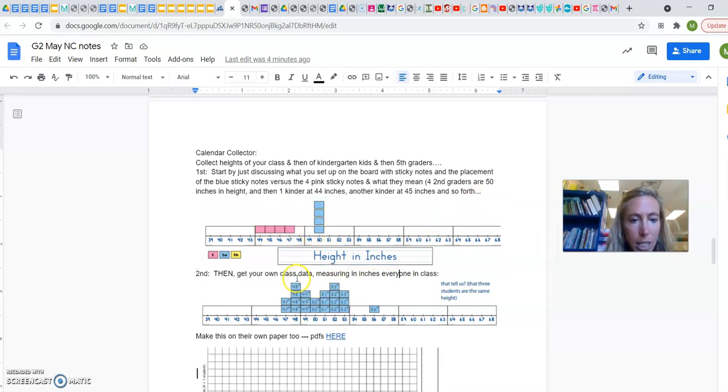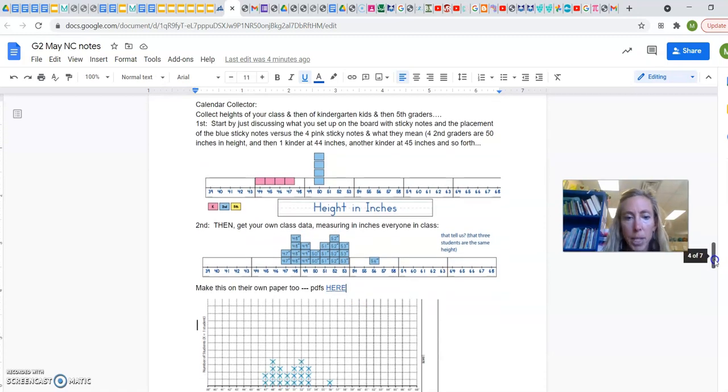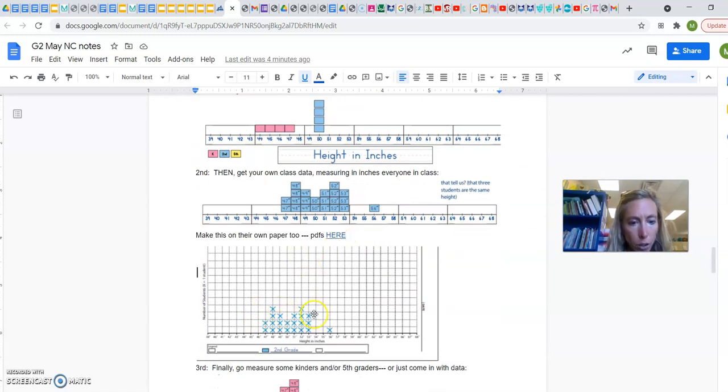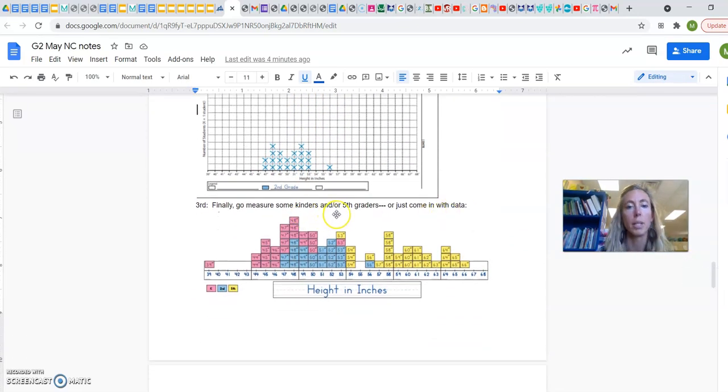Then second, you'd get your own class data. So we'd all measure ourselves in inches using that tape measure and get all of our numbers on sticky notes and put them up on our graph, on our line plot. And they can make this on paper also, as seen here. And then third, finally, we'd go out and measure some kindergartners. So Bridges actually has you going to a kindergarten class and measuring kindergartners. You could just come in with various kindergarten measurements, or you make up your own, or use these, or don't even do that.